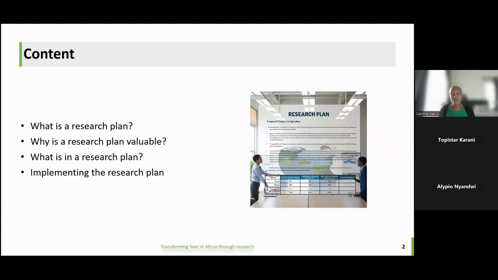Okay, so in terms of the content of this presentation, I'll go over what is a research plan, why is it valuable, what is in a research plan, and then how do we implement the research plan. So like I said, I decided to both look at content that would go into a research plan part of a proposal, but also once you get the funding, how do you implement your research in a systematic manner? Because ultimately, even implementing a project in a systematic manner where you're documenting things is part of financial sustainability, because it shows you can implement a project well and it then prepares you for further funding.